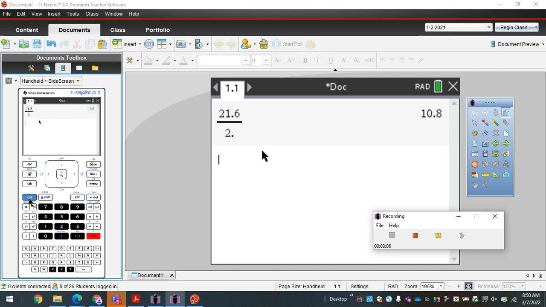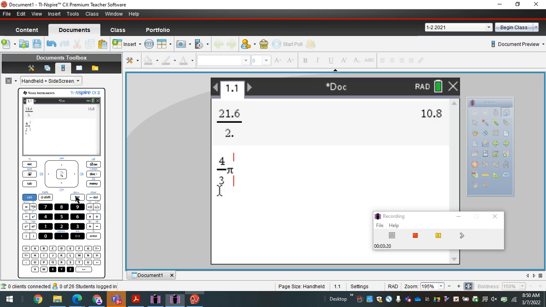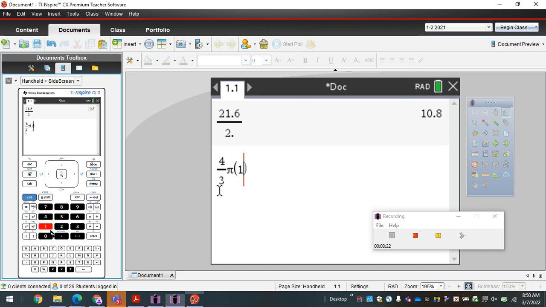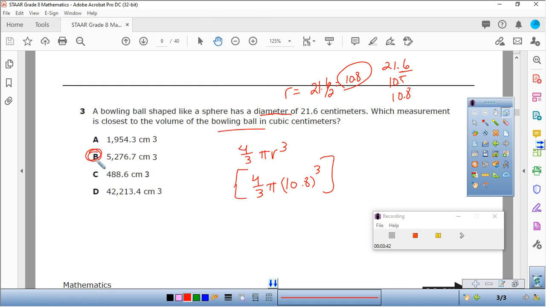So then I use the formula with the fraction 4/3, and then pi, and multiply by 10.8, all of this raised to the third. Press enter, and wait, is that right? 5, 2. I don't remember seeing that answer. Let's see. 5, 2. So we'll go with letter B.